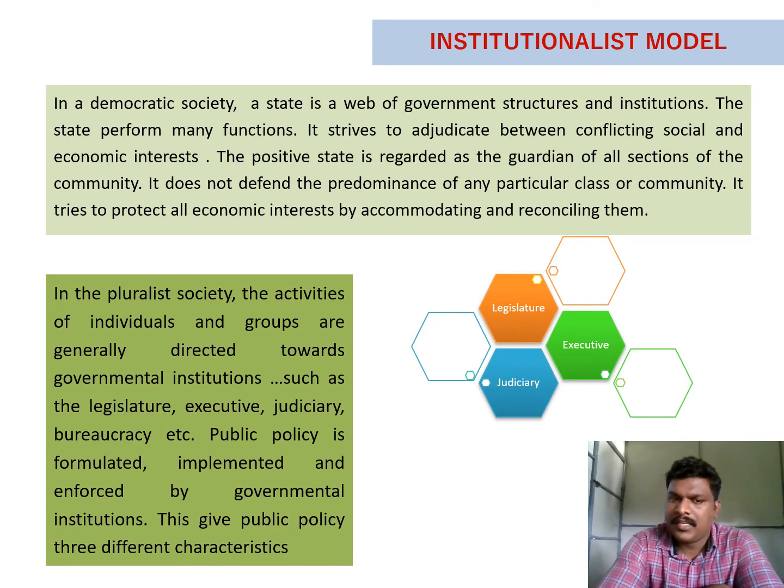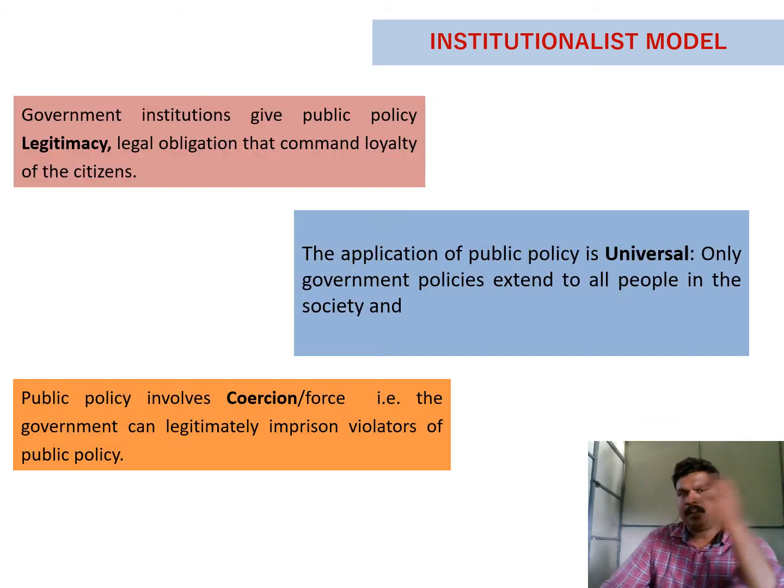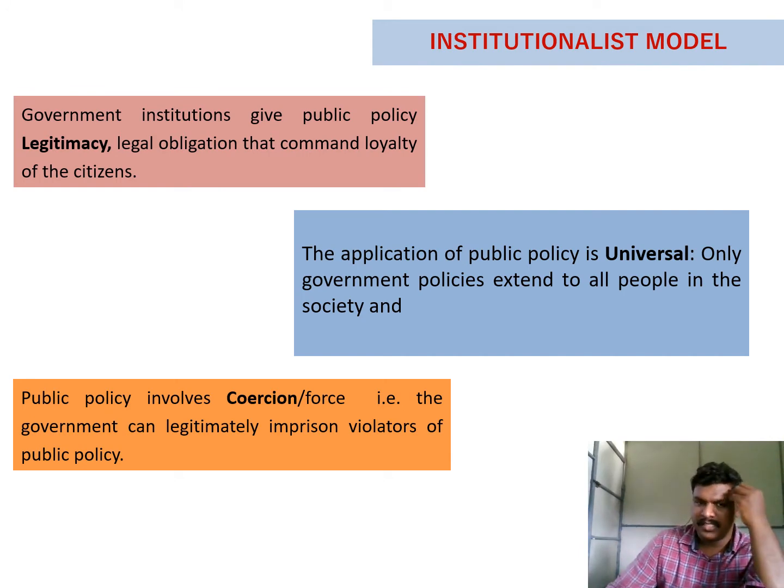This gives public policy three different characteristics. First one is legitimacy, second one is universality, and third one is coercion. First, government institutions give public policy legitimacy. The decisions, laws, regulations, and rules coming from the state, from the government, are legitimate. Legitimate decisions are taken by the government, so legitimacy is only available to the decisions taken by the government.